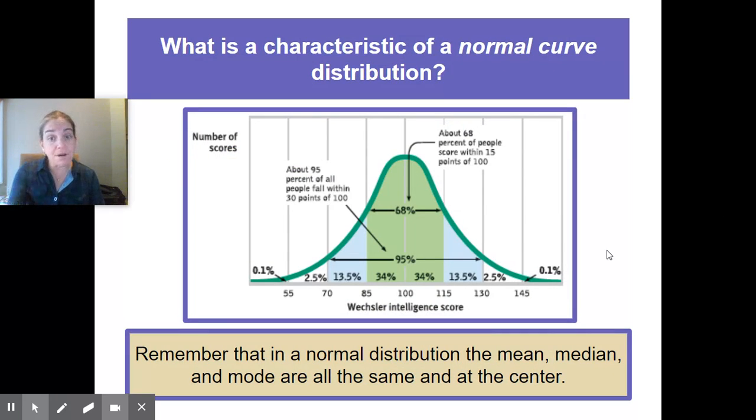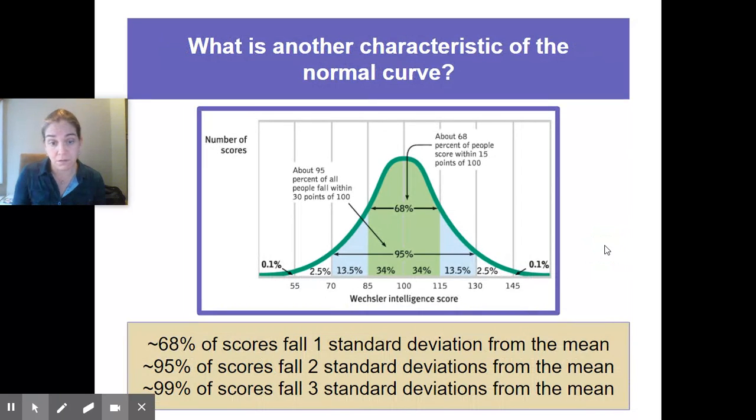Okay. Remember that in a bell curve or a normal distribution, the mean, median, and mode are the same and in the center. They are equal. Okay, so the 68, 95, 99 rule. 68, 1 standard deviation, 95, 2 standard deviations, and 99, 3 standard deviations.